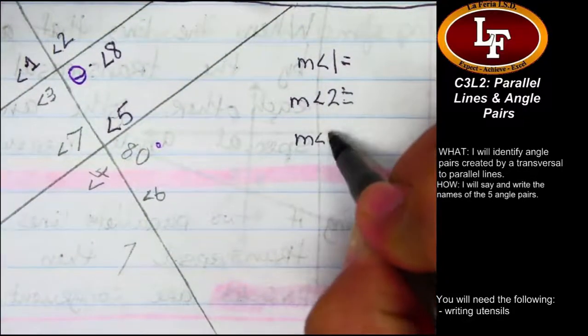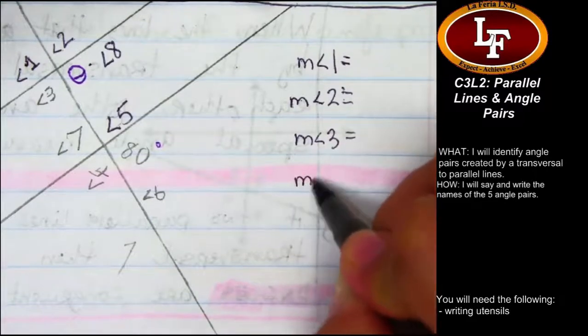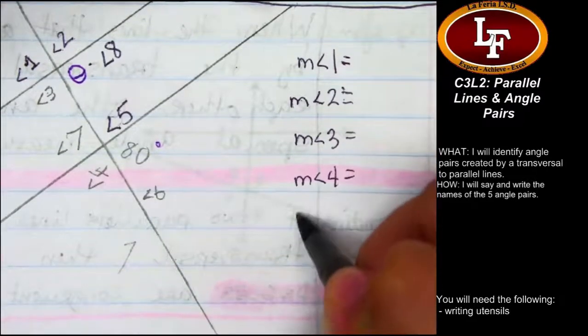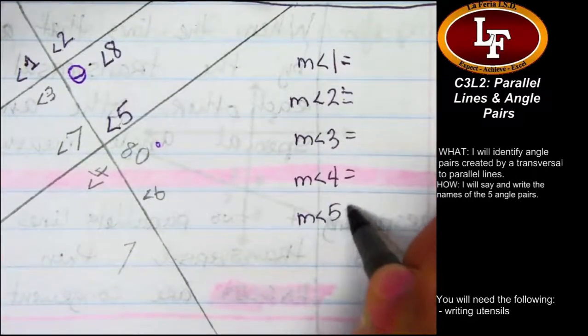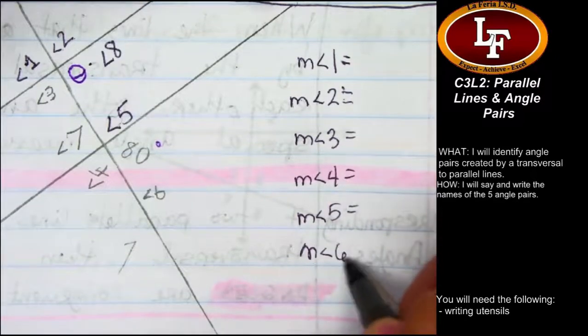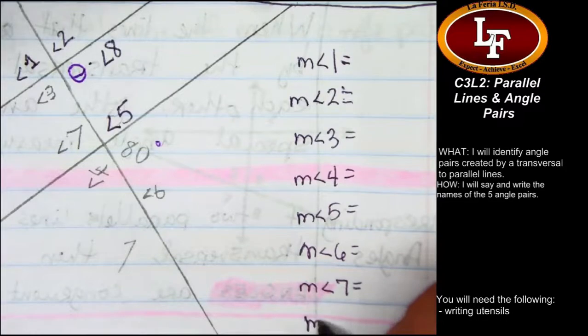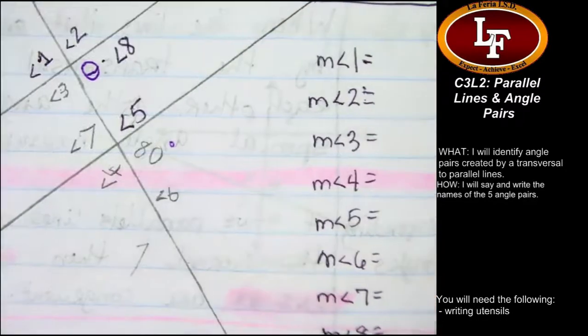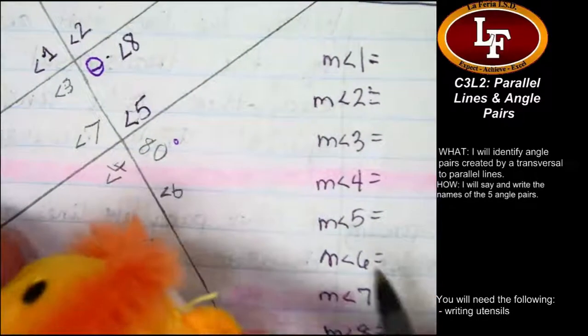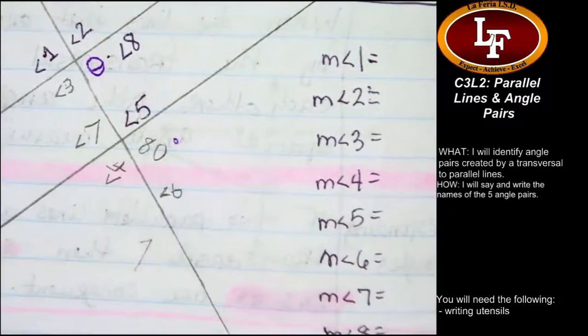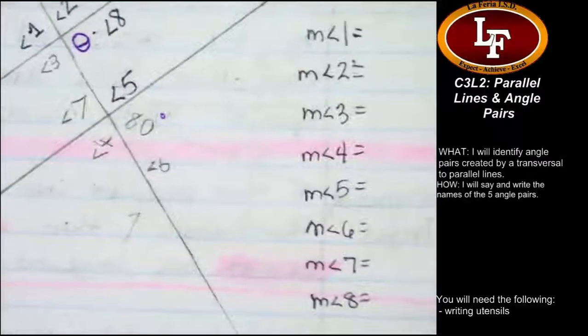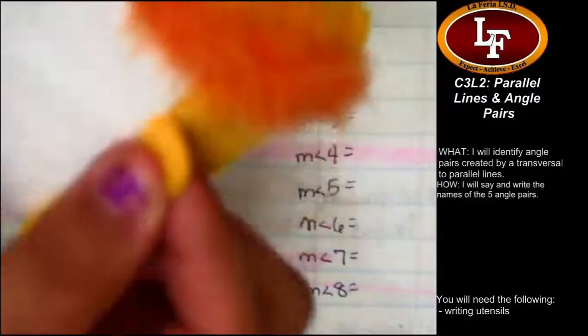So, take a moment right now and list out the measures of all of these angles, 1 through 8. That means pause, right? Yes, pause. Welcome back.